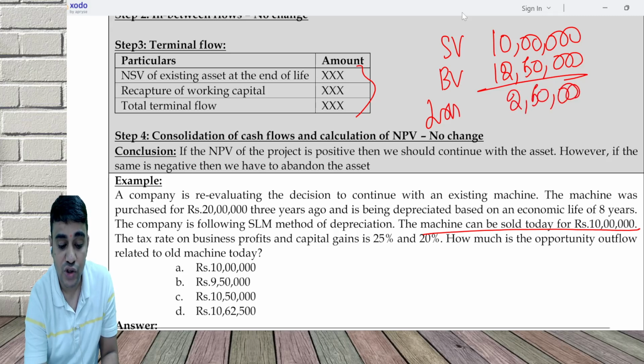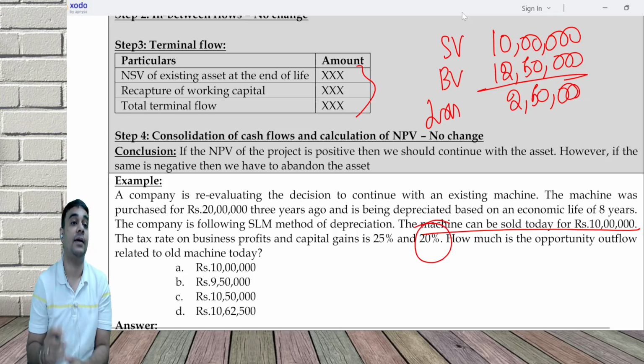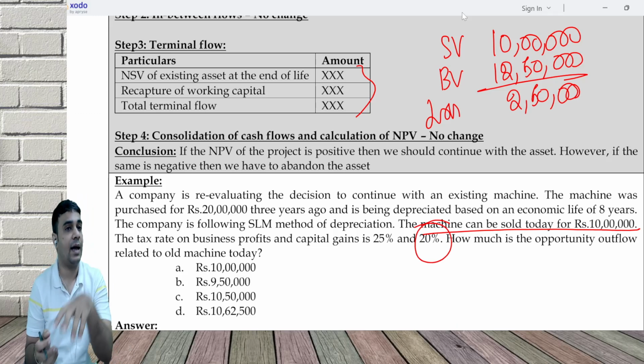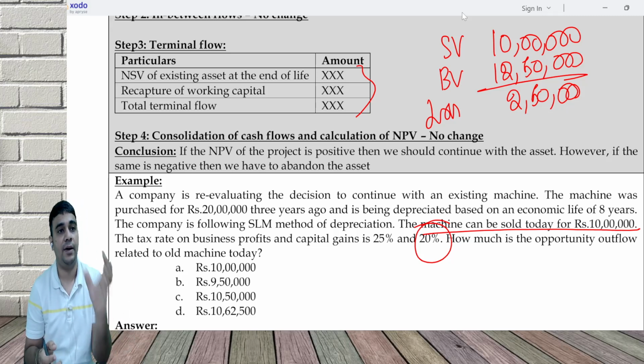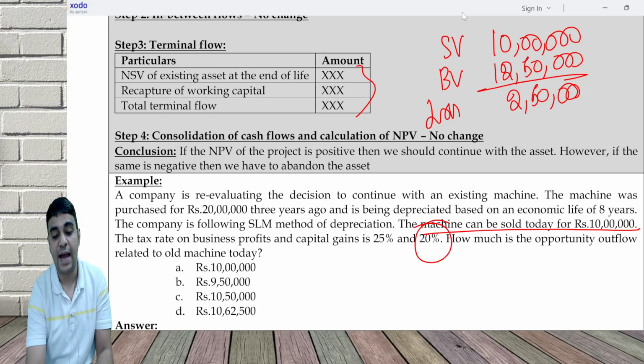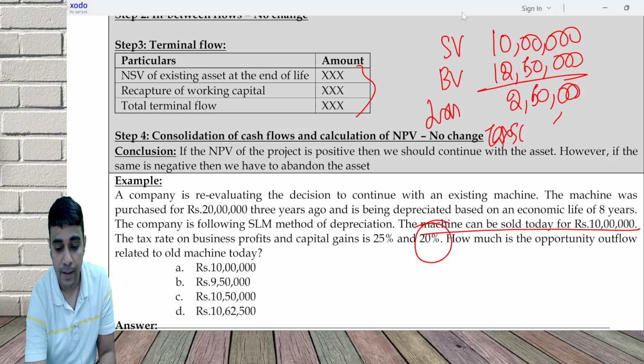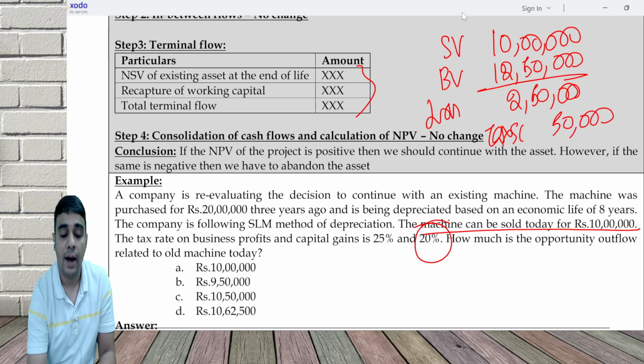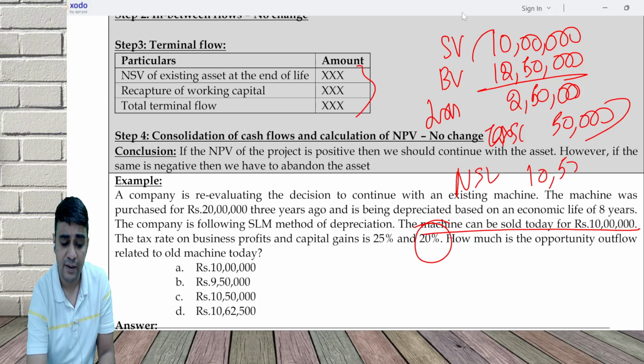On this loss, you have to save tax at capital gain. Tax on capital gain or capital loss, whatever, the income tax on this is only 20%. Business profit 25%, capital gain 20%. So tax saved is how much? And my NSV today is 10 lakh 50.